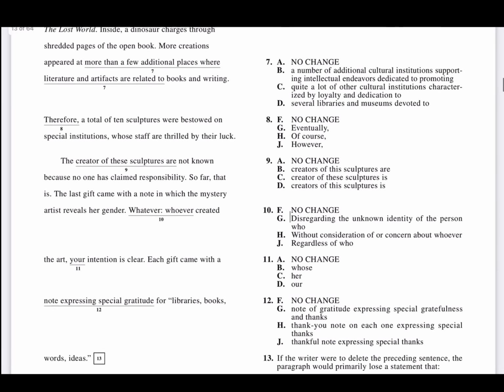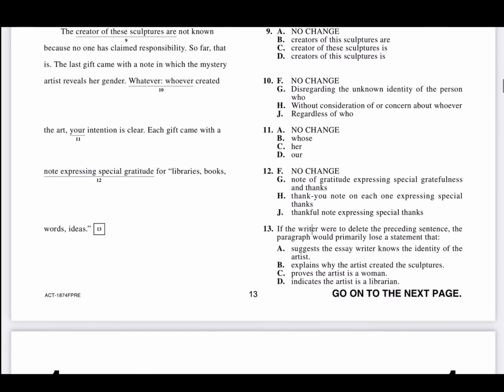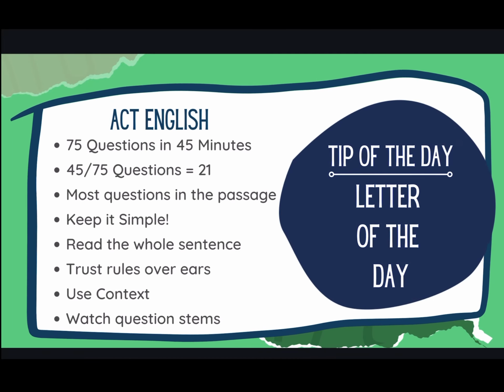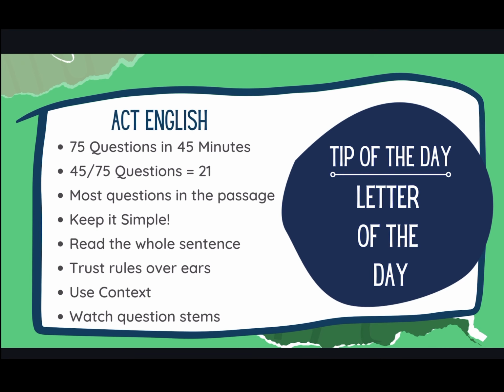So if you get on a roll with no question, don't get tripped up when all of a sudden there is a question. So let's recap about the ACT English section. You are doing 75 questions in 45 minutes. We only have to get 45 of those 75 questions correct to get at least a 21 on the ACT. Couple of tips. Most questions are in the passage and doesn't actually have a question. When you're answering, keep it simple, but make sure you read the whole sentence, trust those rules over your ears, and always use context to read the whole sentence, look at the passage. And then watch for those question stems when they do come up. Don't let that trip you up.